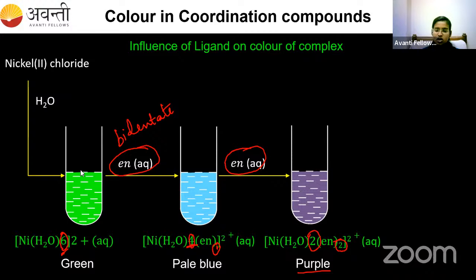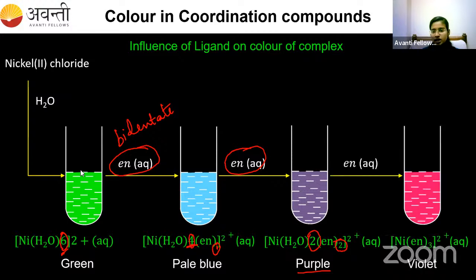Then on adding one more ethylene diamine, the last 2 water molecules are also kicked out, and all the ligands are now ethylene diamine ligands. The color has changed from purple to violet. Here in the slide, this color looks like a pink color, but it is a kind of violet. It is a violet color.